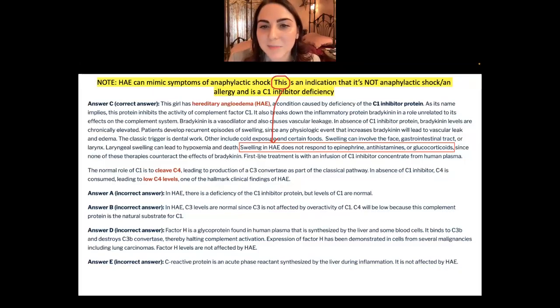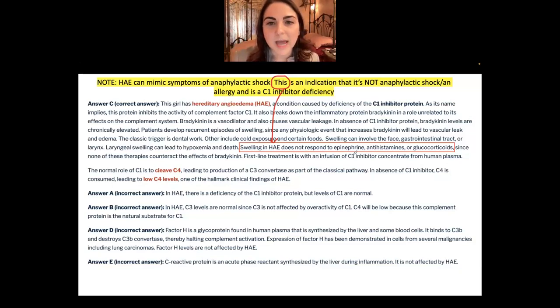So I wanted to highlight this because on your objectives from Dr. Milani, she has these drugs on there. She has antihistamines, glucocorticoids, and epinephrine listed as drugs. So I was trying to think, maybe that's why she has them on there, for a hereditary angioedema question. You know what I mean?